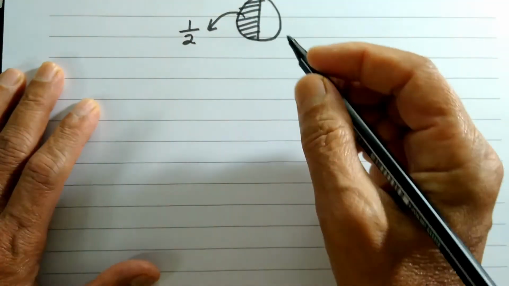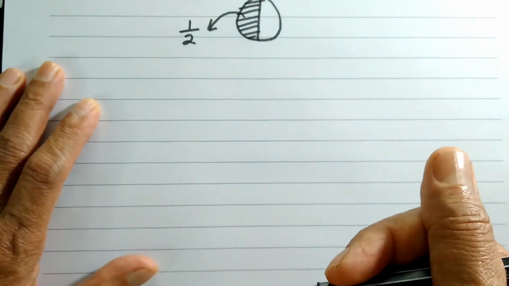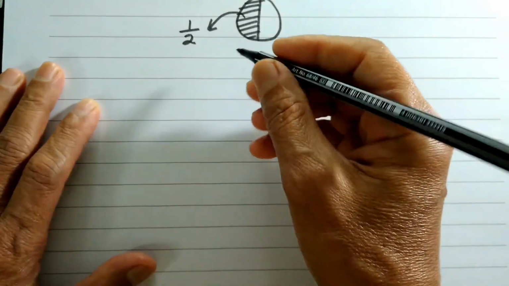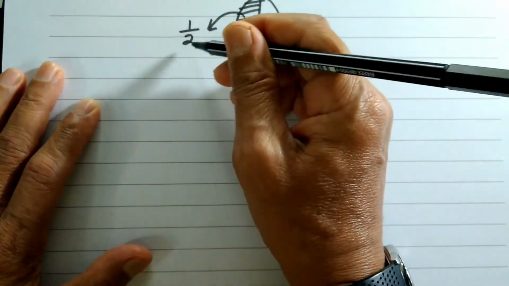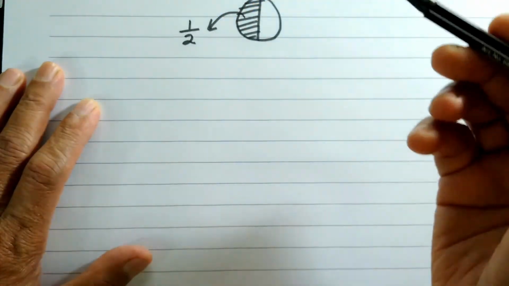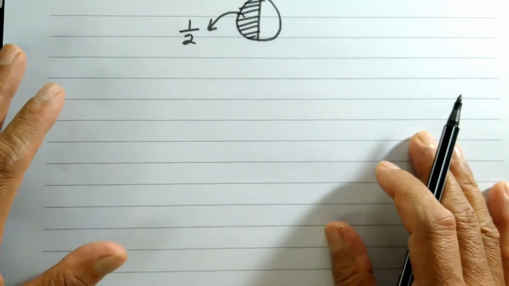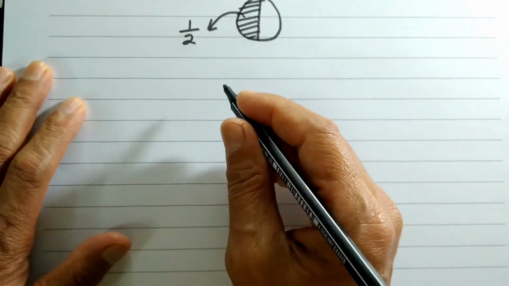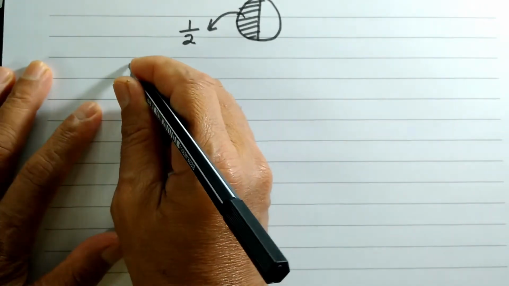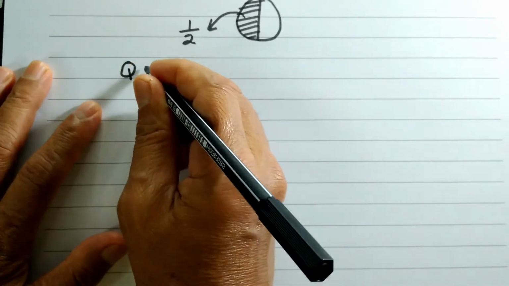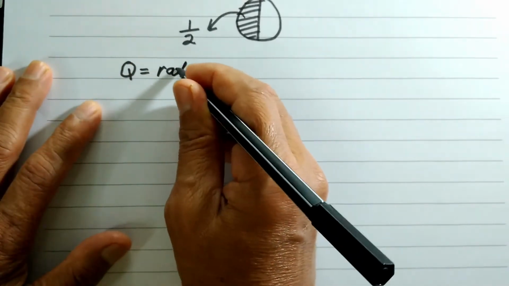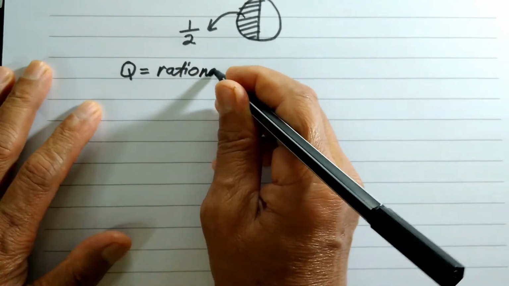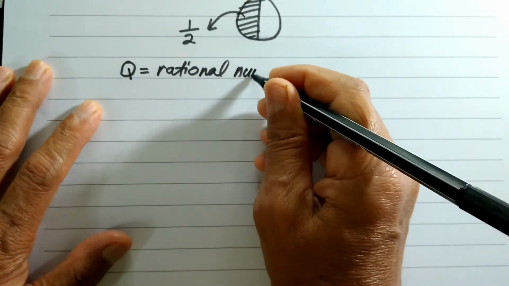But the sets of numbers that we discussed so far, that is natural numbers, whole numbers and also integers, do not include fraction numbers like this. They are not included in any of the sets that we discussed so far. Therefore, now we are going to introduce one new set of numbers that we call Q for quotient. This is the set of rational numbers.